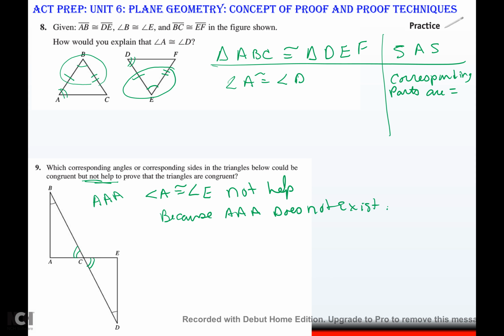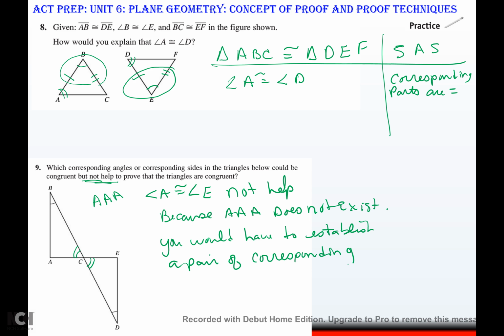Not help because that would give me the angle, angle, angle theorem, which does not exist. So you would have to establish at least a pair of corresponding sides that are equal, so that you could use angle, side, angle somewhere.